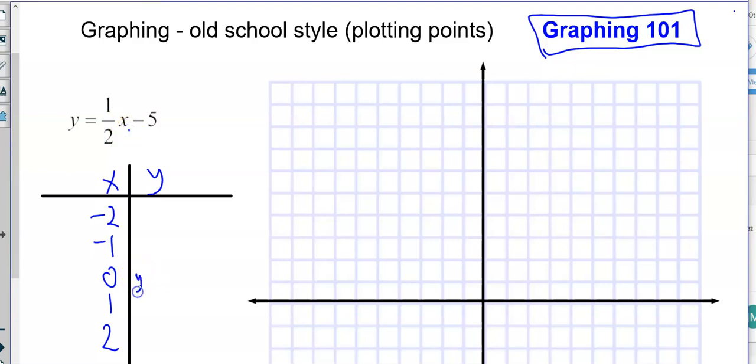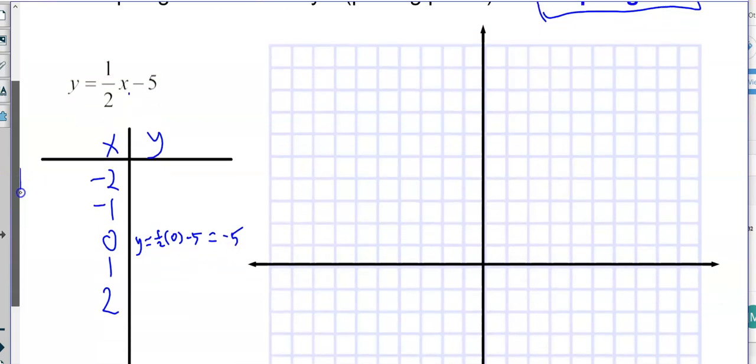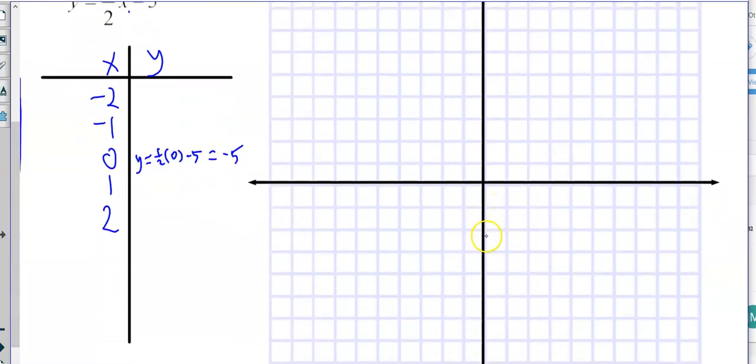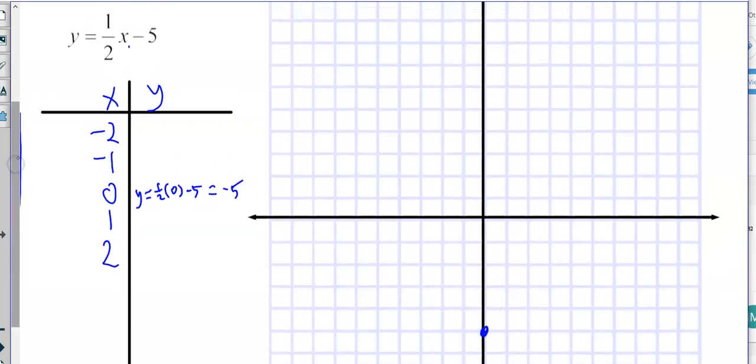So this would be Y equals 1/2 times 0 minus 5. So that would be 0 minus 5 or -5. So 0 and -5 is a point on this graph. That's actually the y-intercept. 1, 2, 3, 4, 5. Okay, let's plug in 1. So that would be 1/2 times 1 minus 5. So 1/2 minus 5 is -4.5. So 1 comma -4.5 is right about there, roughly.